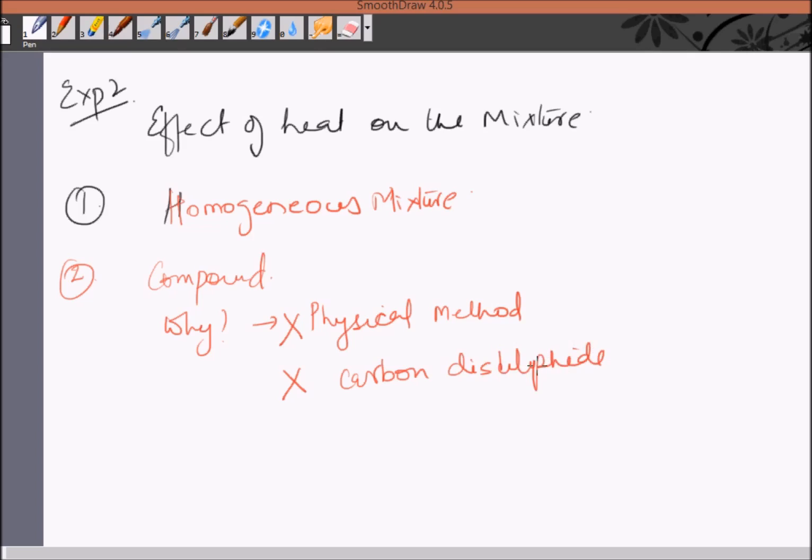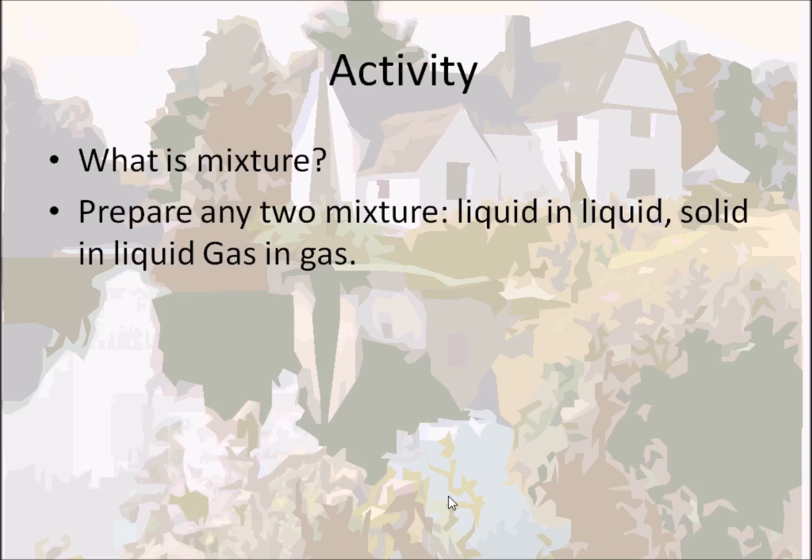So we conclude that since a large amount of heat is involved in this experiment, the inference is that the two elements are now chemically combined together to form a substance with new properties, which we now call a compound. So friends, I hope now you have a good understanding of the mixture. So by this I end the session.